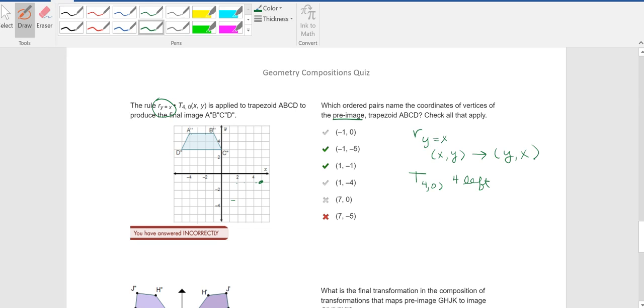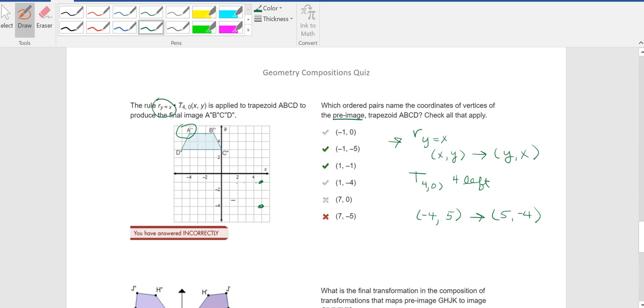So we'll take a point and go 4 to the left. Let's start here with point A. Point A has coordinates -4, 5. The first thing we do is reflect it over y = x. That gives me 5, -4. So 5, -4 is right here at this point.